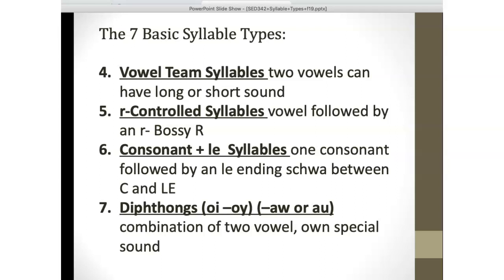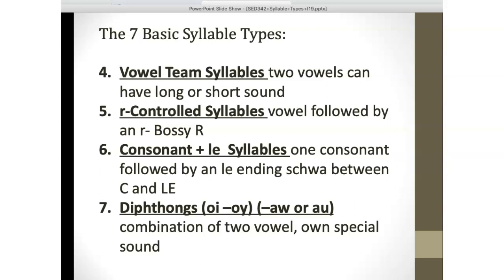Syllable type number 4 is a vowel team syllable. Vowel teams are 2 vowels that have a long or a short sound. Please do not use the old saying, when 2 vowels go walking, the first one does the talking. This little saying is only correct about 46% of the time. So you do not want to use that for vowel team syllables. Basically what that's saying is, when 2 vowels go walking, the first one is long, and that is actually not true.